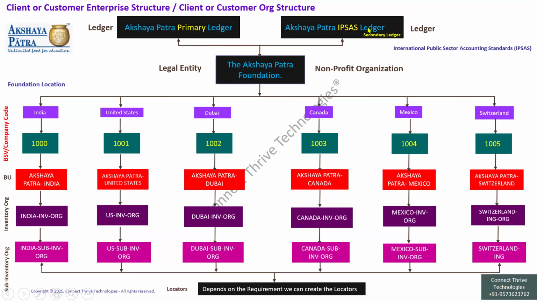That is the reason why we will create one secondary ledger, and then the associated legal entity we will have for both the ledgers. And accordingly, we will create the country-wise BUs, country-wise inventory, country-wise sub-inventory, and locators, and the associated country-level company. Okay. So in such a way we can do the org structure for these kinds of trustee or non-profit organization related customers.